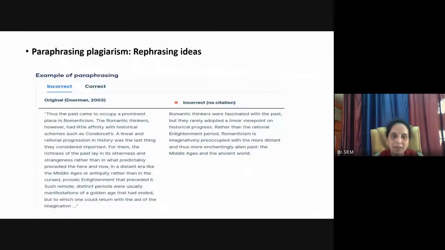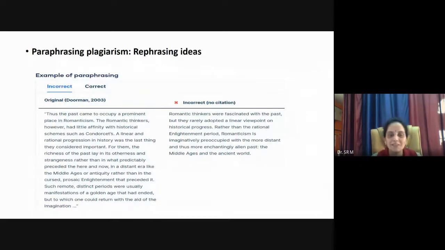I'll put an example for paraphrasing. So the original text is there on the left side. It says the author is Doorman. The year is 2003. On the right side, when we see, it says incorrect, because many words are reworded. See, there are maybe some 15, 16 lines in the original document. Now on the right side, it is just some 6, 7 lines. I have rephrased everything. I have understood what that Doorman, the author, says. I have put in my own words. But still, even though I have paraphrased, it says it is incorrect. Why is it? Because I have not given citation to the original author.